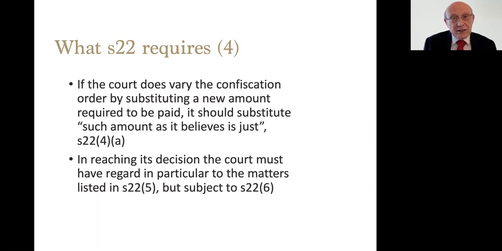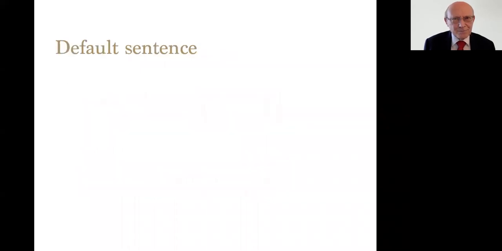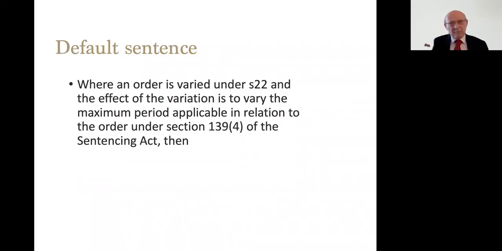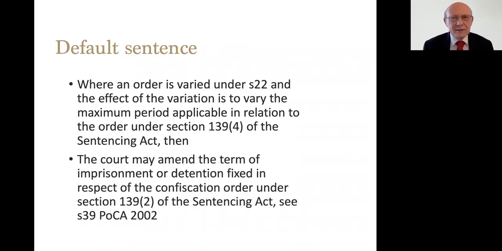In reaching its decision as to what it believes is just, the court must have regard in particular to the matters listed in subsection 5, and these are things like fines, but subject to subsection 6. And the default sentence. Well, where an order is varied under Section 22, and the effect of the variation is to vary the maximum period applicable in relation to the order under Section 139 of the Sentencing Act, then the court may amend the term of imprisonment or detention fixed in respect of the confiscation order under subsection 2 of Section 139. And that's set out in Section 39 of PoCA.